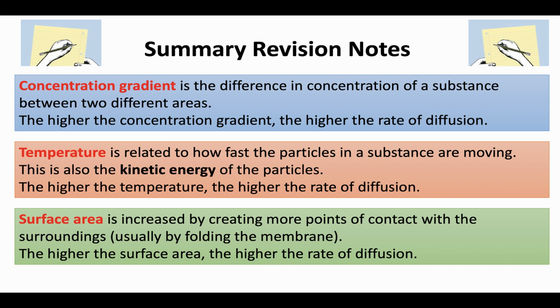And now, quickly recapping surface area, yeah? Surface area is increased by creating more points of contact with the surroundings, and this is usually done by folds in the membrane. The higher the surface area, the higher the rate of diffusion.